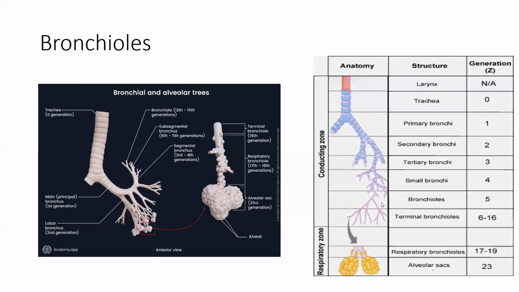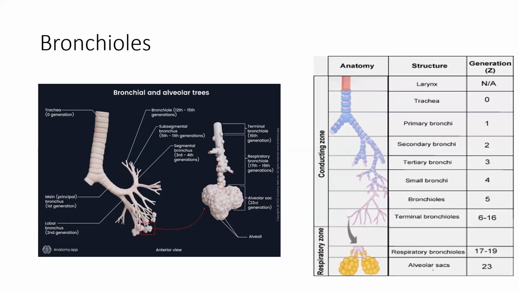Bronchioles: after the first 3 generations of bronchi, the airways become more narrow, and these are called the bronchioles. These can stay open without the need for cartilage.